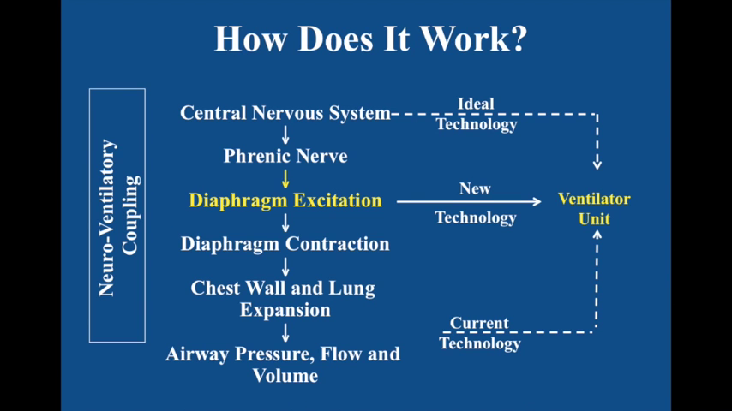How does NAVA work? The ideal technique is when the CNS puts out the signal and the ventilator unit can directly get the signal, but we still cannot do it nowadays. Now, we improve from the current technique to the new technique: we can sense the EDI, the signal from the diaphragm. It goes directly to the ventilator unit, and the ventilator can synchronize the ventilator breath and the patient's breath.